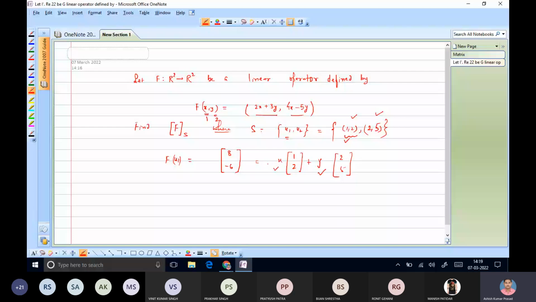And it's extremely simple. See, x into 1 is x, y into 2 is 2y. So x plus 2y, this is my first component, and it should be equal to 8. Similarly, x into 2 is 2x, plus 5y. So 2x plus 5y should be equal to minus 6. So I got a system of equations.